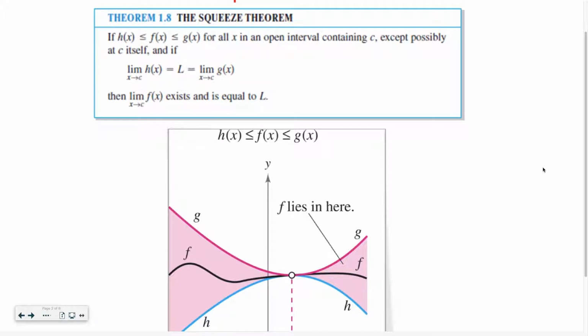So f is squished between two functions. The two outer functions have the same limit as x approaches c. So the meat of the sandwich, right, the one in the middle, would also have that limit. The outside ones do.